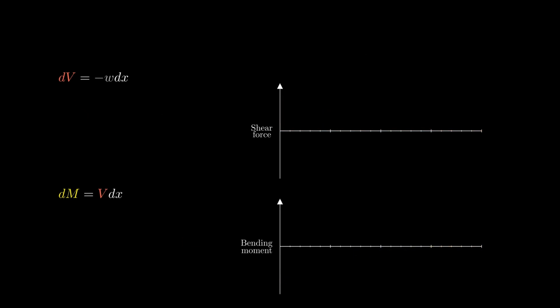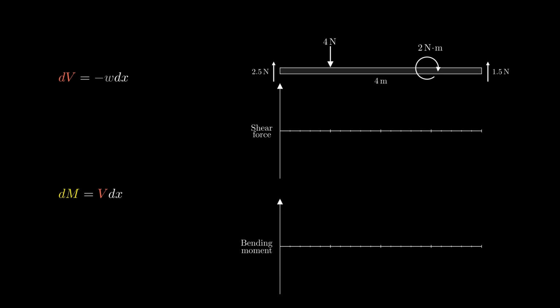Next, take an example with no distributed load at all. The support reactions look like this. The starting value of the shear force is positive 2.5 newtons. Since the distributed load is 0, the shear force does not change. So the shear force is just a horizontal line.